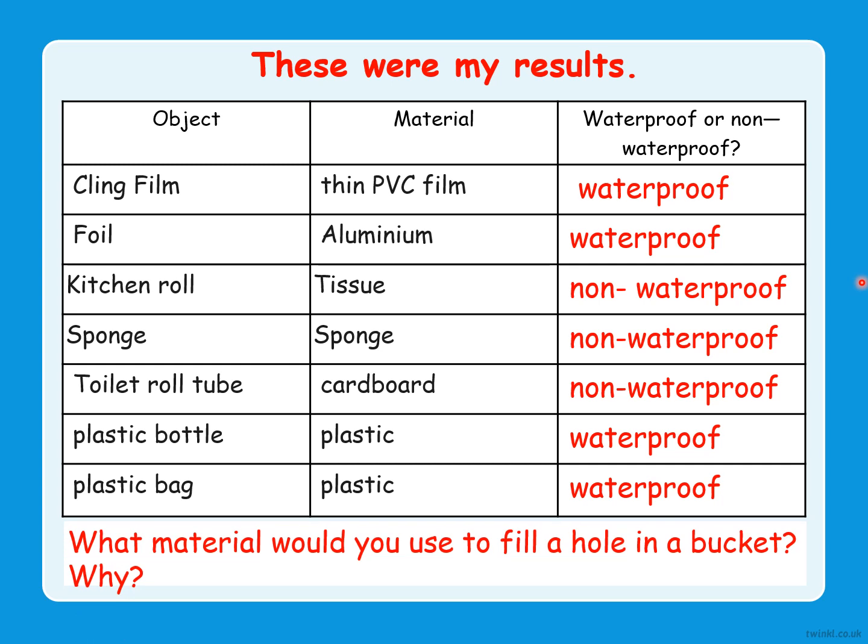Now, I want you to have a think of this question. What material would you use to fill a hole in a bucket? So what material might Samuel Pepys have used and all the other Londoners have used when there was a hole in their bucket in the letter that they explained to us? What material might they have used? Pause the video and have a think, and I also want you to explain why. Pause the video, have a think, and tell an adult.